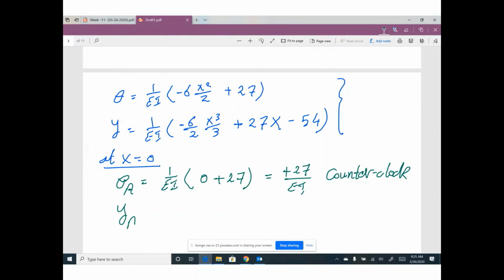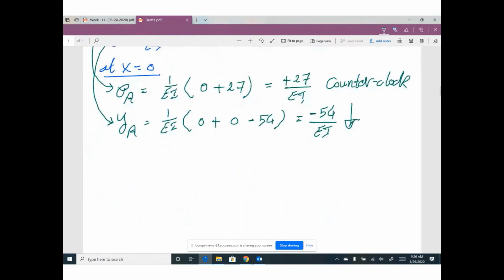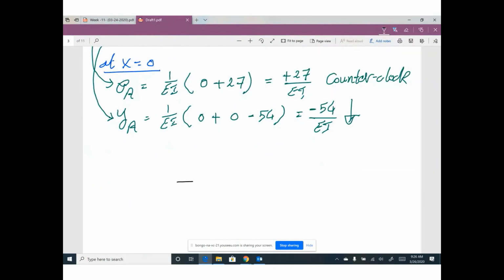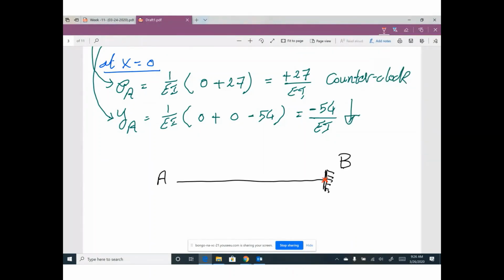Deflection at A, at x equals 0, equals 1 over EI, 0 plus 0 minus 54. Your final answer will be negative 54 divided by EI. Negative deflection means your point moved down. Your beam originally looks like this. Fixed here. Here is A, here is B. Let's start with the deflection. This point didn't move. It's the support. This point moved down. Equal negative 54. I don't care about how much, but negative means down. So this point became here.